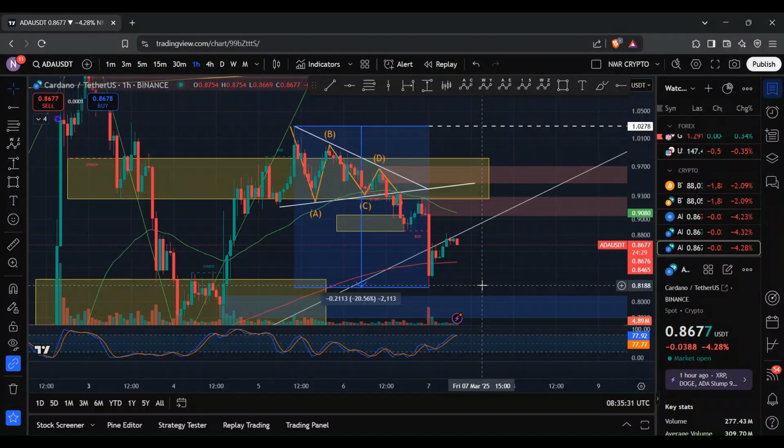Now, Cardano ADA has seen a 20% drop to the downside. So in this video, what I'll do is break down the price action on Cardano ADA and give you my thoughts on where I think we're headed next.